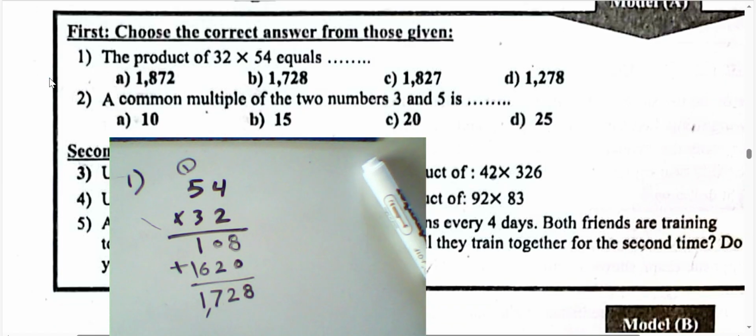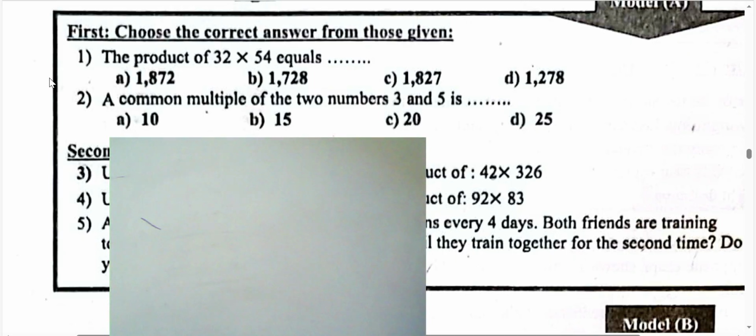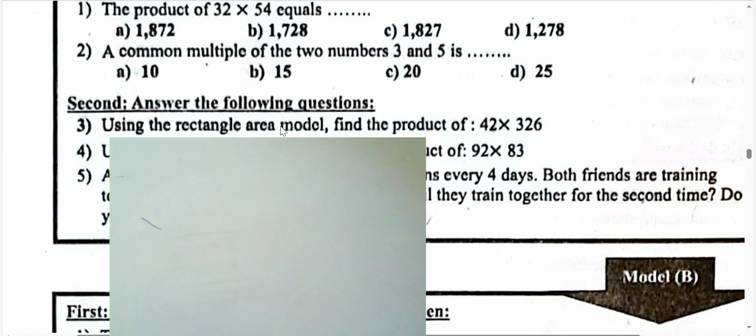Number 2. The common multiple of the two numbers 3 and 5 is 3 times 5 equals 15, because 5 and 3 we call relatively prime numbers. Then the common multiple of the two numbers here will be 15. It will be their product. Why? Because 3 and 5 we call relatively prime numbers. Choose letter B. Next question.